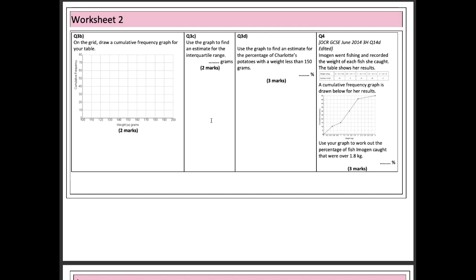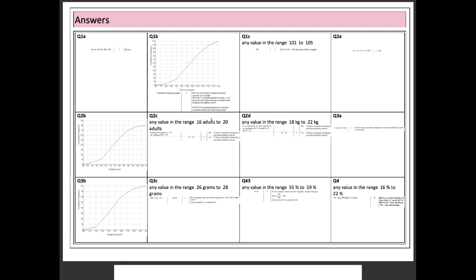Now with most of these, you should be able to draw them out. I've made it so that you have to draw it out. I think it's only that last one where you've got to use your eye to try and work it out. Everything else you need to draw. So you should be able to do these at home quite easily. Okay, so here's your answers. So mark those in green.